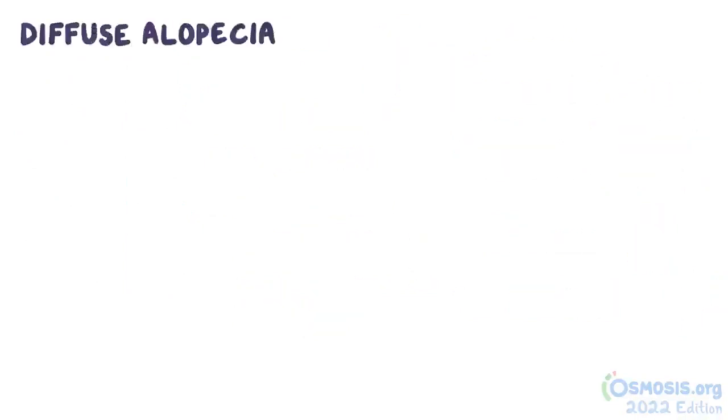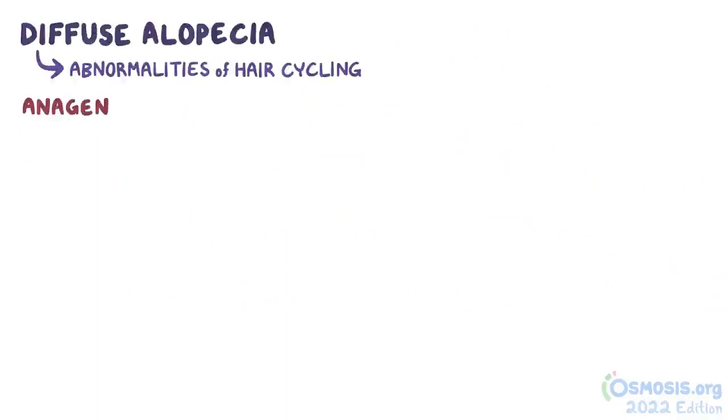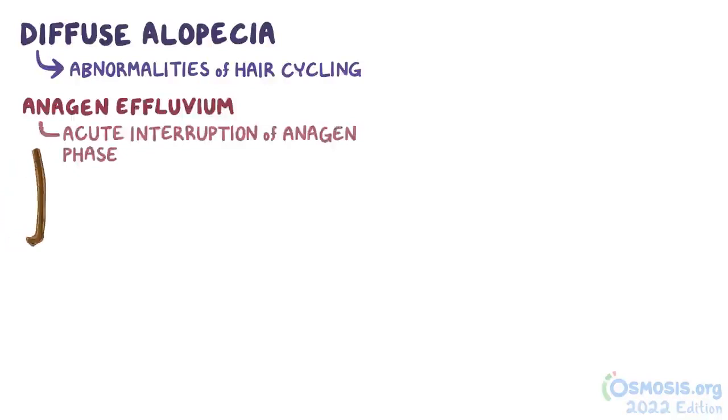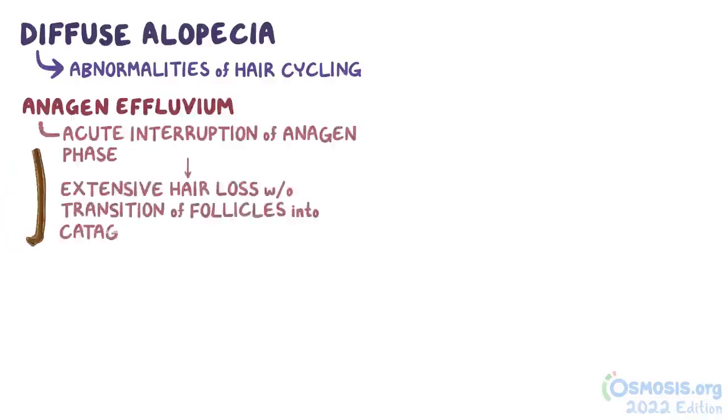Diffuse alopecia can be associated with abnormalities of hair cycling. Anagen effluvium occurs as a result of an acute interruption of the anagen phase and leads to extensive hair loss without transition of follicles into the catagen or telogen phase.